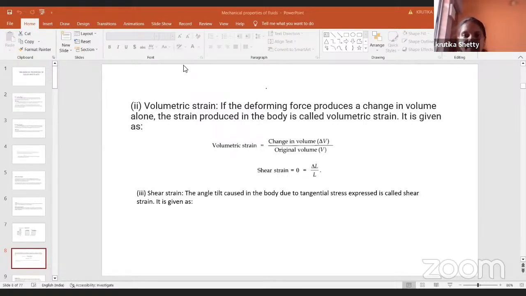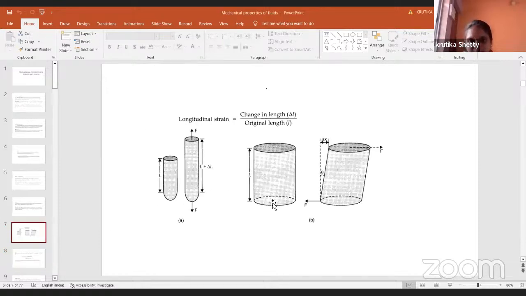Okay. The last type of strain is shear strain. Shear strain is defined as the angle tilt caused in the body due to tangential stress. It is called what? Shear strain. Look at this figure and you will be able to understand. So in figure B, you are considering one cylinder of length L. Here you are applying the force.